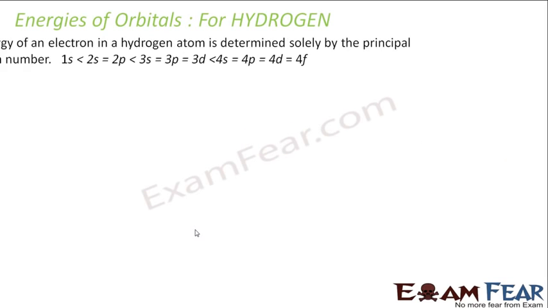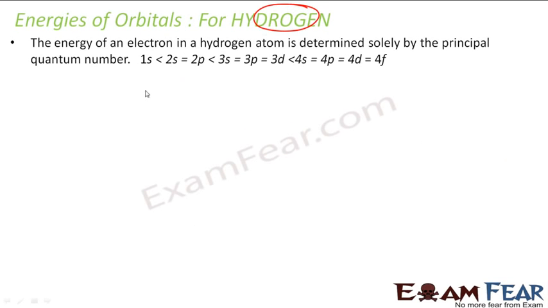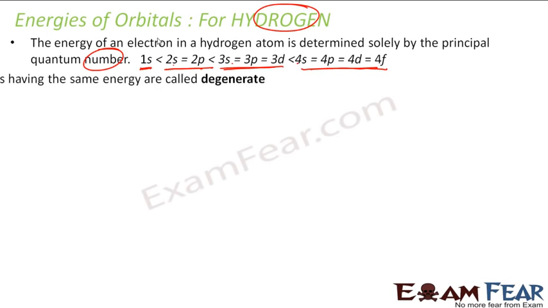Let's understand the energies of orbitals for hydrogen. Please note it's only for hydrogen. In hydrogen, the energy is determined only by the principal quantum number. So 1s will have lesser energy, all 2s and 2p will have equal energy, all 3s, 3p, 3d will have the same energy, and 4s, 4p, 4d, 4f will have the same energy, but 4 will be more than 3, and 3 will be more than 2, and so on. This is only for hydrogen, not for the multi-electron atom.